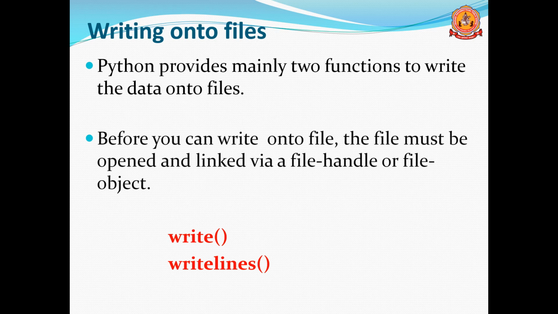Python provides mainly two functions to write data onto a file. Before you can write data onto a file, the file must be opened and linked via a file handle or file object. Remember, whenever you are going to perform the read operation, we should open a file. Then only is it possible to perform the read operation.